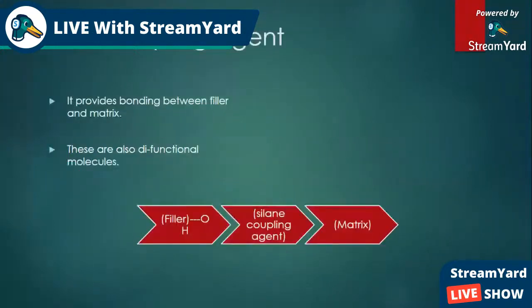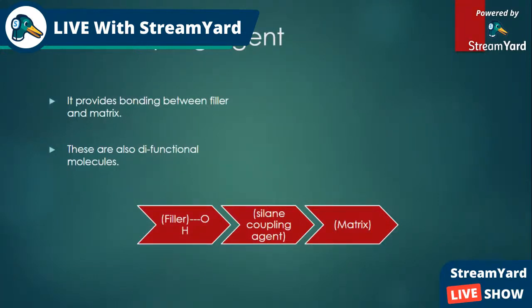Now here's the silane coupling agent. It is important to understand this concept. First of all, it provides the bonding between the filler and the matrix. If I show you, these are the difunctional molecules. I hope you can hear me better. It is a difunctional molecule. Then I would like to explain what a difunctional molecule is.